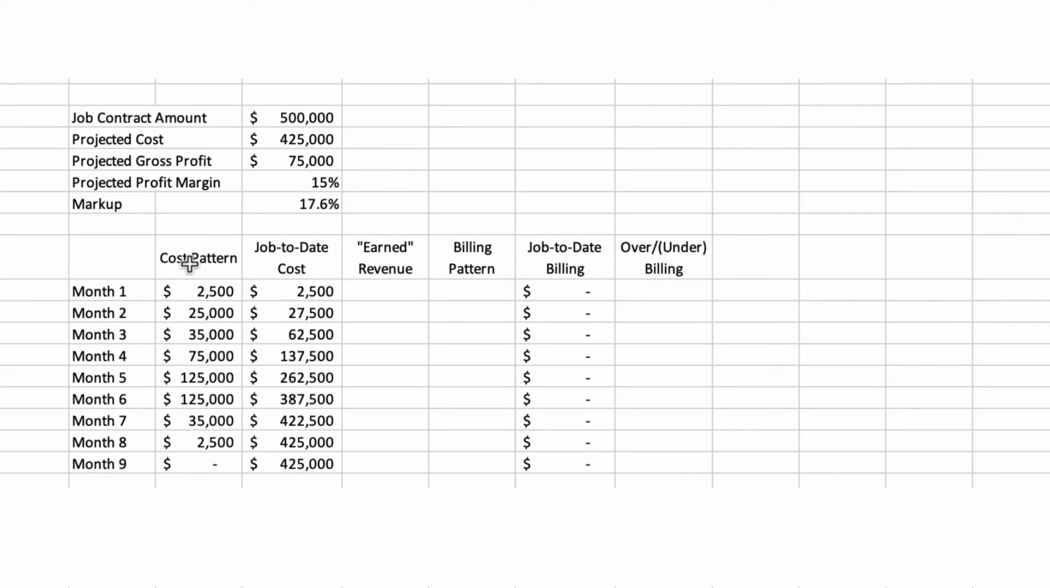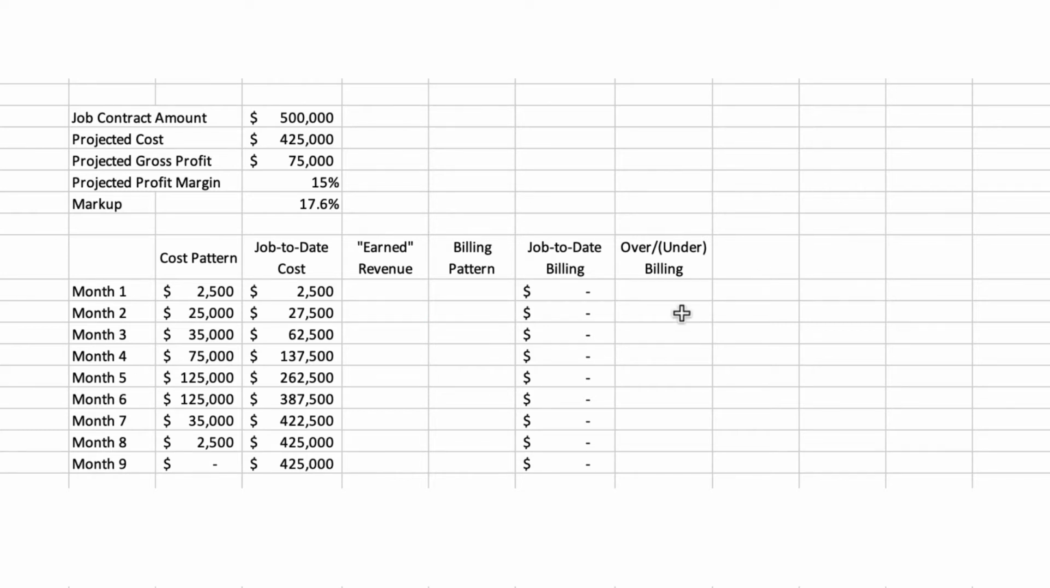We're showing here the cost for each of the months during the job. So you see in month 1, there was only $2,500 of cost. Month 2 had $25,000 in cost. So at that point, the job-to-date cost was $27,500. And then you can see the rest of the numbers for the 9-month period.